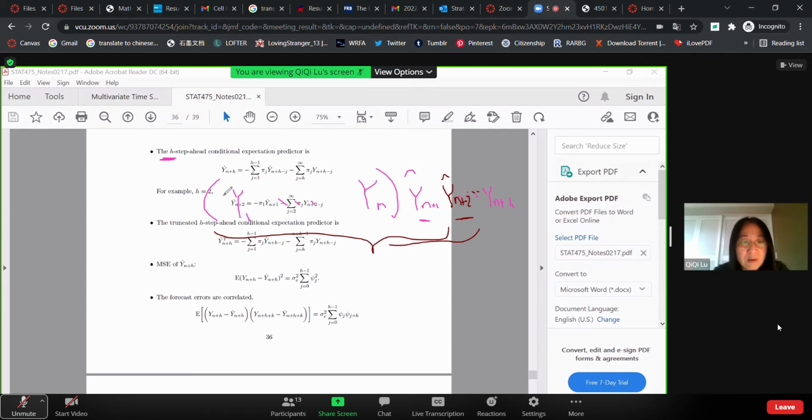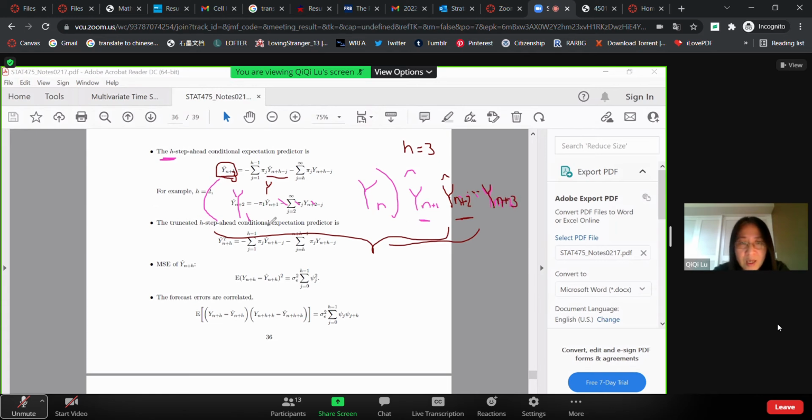So for y n plus h right here, this predictor, with j from 1 to h minus 1, now you see here, what do you have here? So when j equals 1, okay, suppose h equals 3. You want to find n plus 3, right? And if you want to predict n plus 3.